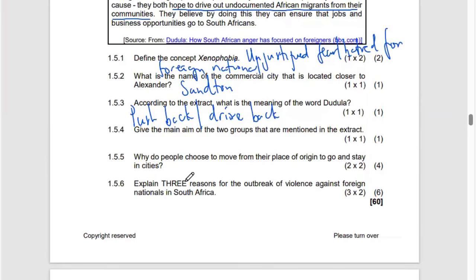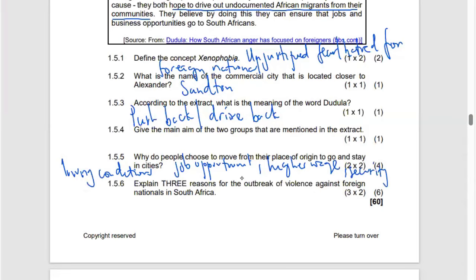Why do people choose to move from their place of origin to go and stay in cities? That is an open question. The main driving factor is job opportunities. People want to get jobs in cities, and also people will be hoping for higher wages. It's another drive, and also better living conditions. Things like better infrastructure. We look at better facilities. We look at aspects like security. So those are some of the things that drive what you call the pull factors in urban areas.